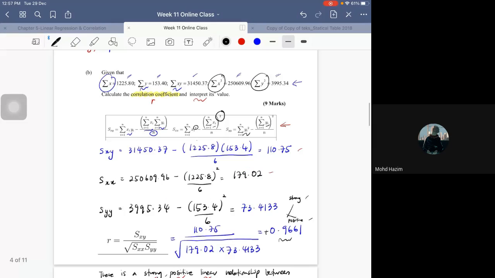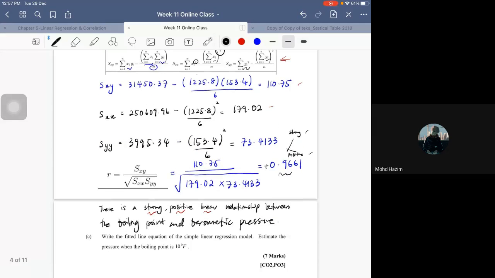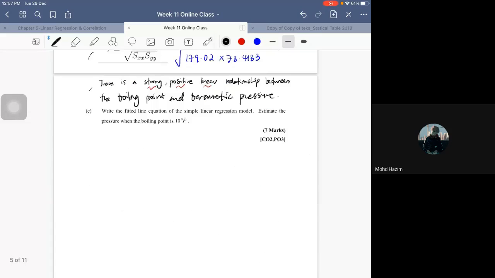So how many marks are given for this? 9 marks. Calculating each of these is going to be 2 marks, 2 marks, 2 marks, 2 marks. That is already 8. And interpreting the interpretation, that is going to be another 1 mark. So just by calculating this, you will get 9 marks already. Okay, that is going to be for the value of R.